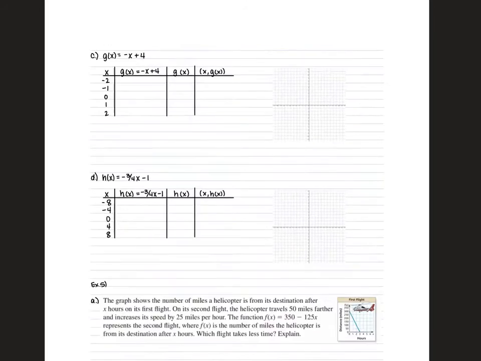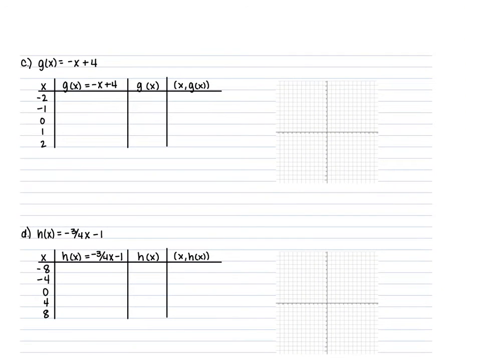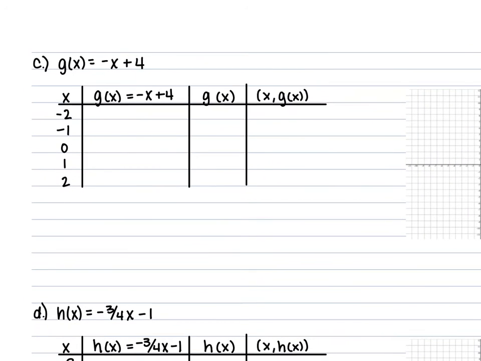For our next example, it tells us that we have g of x is equal to negative x plus 4, and our given x values are negative 2, negative 1, 0, 1, and 2. So we are going to plug these values in. So it's just the opposite of negative 2 plus 4, the opposite of negative 1 plus 4, the opposite of 0 plus 4, the opposite of 1 plus 4, and the opposite of 2 plus 4.